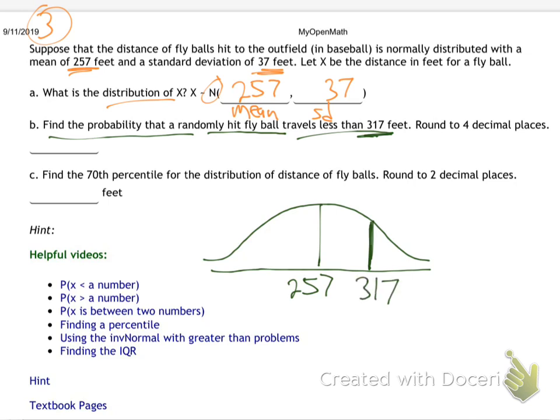It doesn't matter how far, just as long as you know it's to the right. And that's 317. Now, which direction am I supposed to shade? What does it say? Less than 317. Where's lesser stuff, right or left? To the left. So I'm supposed to shade left of 317. Does that make sense? How we're coming up with that? So there's the chunk we're supposed to find. Is the answer going to be more or less than 50%? That's clearly more than half the curve, isn't it? More than 50%, yeah.